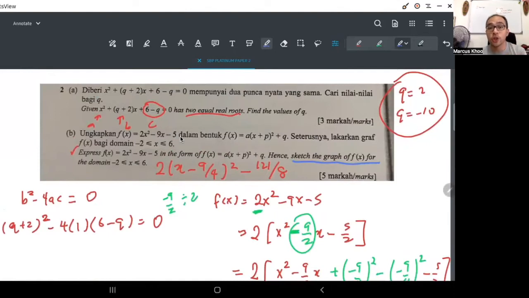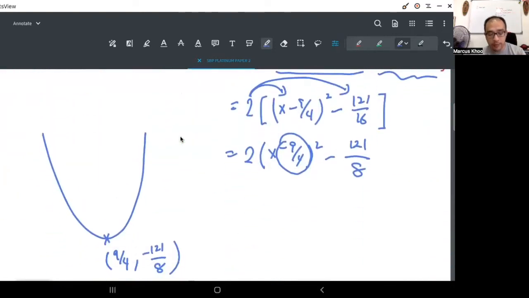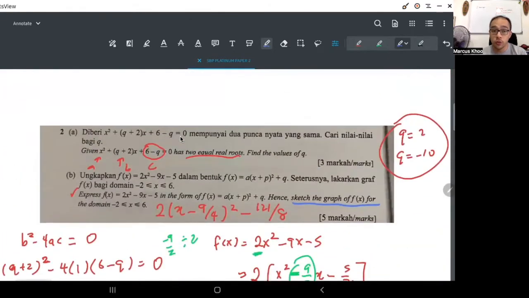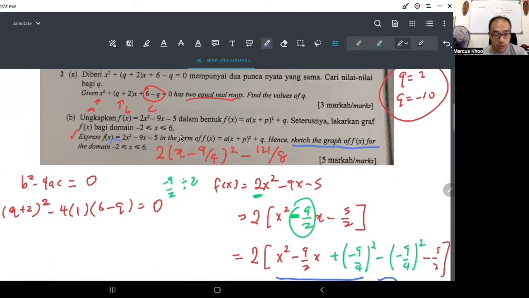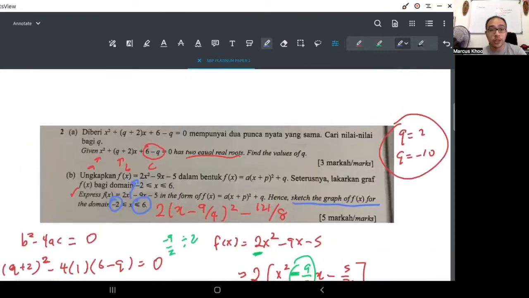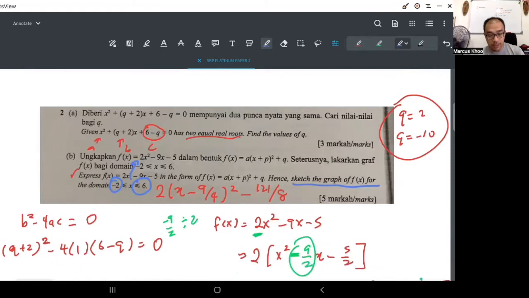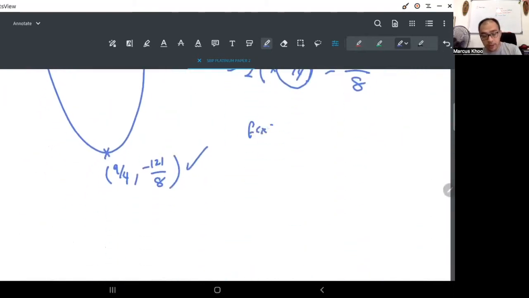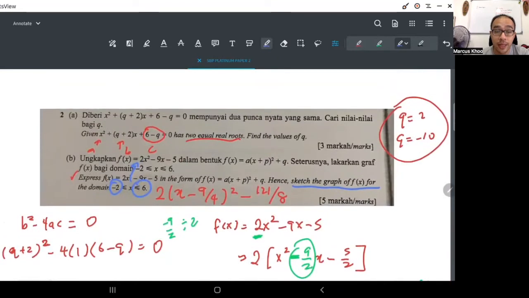When you sketch the graph, you need 3 points. Okay, and the good news is you already have 1 from here. Okay, so you only need 2 more, and I suggest that you use these two, negative 2 and 6. Okay, substitute into here, and you should be able to get the 2 points. Okay, so the equation is fx equals to 2x squared minus 9x minus 5. So we have 1 point already, which is 9 over 4 and negative 121 over 8.